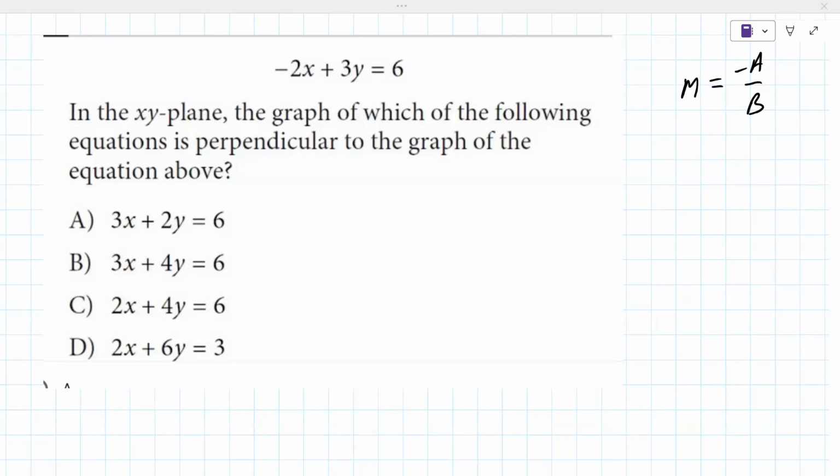It would be 2/3. Are you asking about the slope of the original? Yeah, the slope of the original is 2/3 for sure. So what is the perpendicular slope? That's what we're looking for here. -3/2. Yes. So now which of these has that?